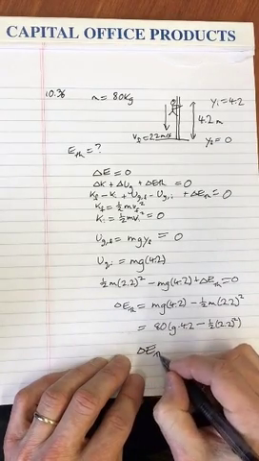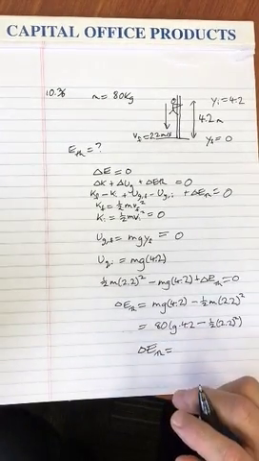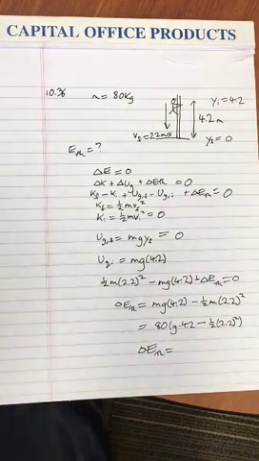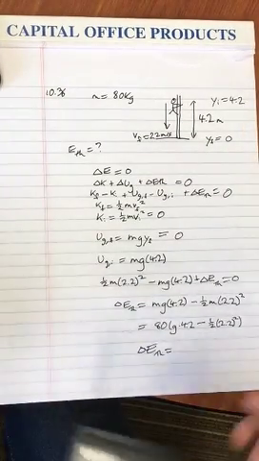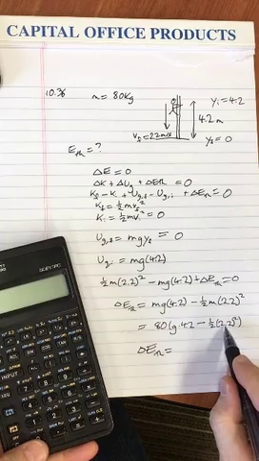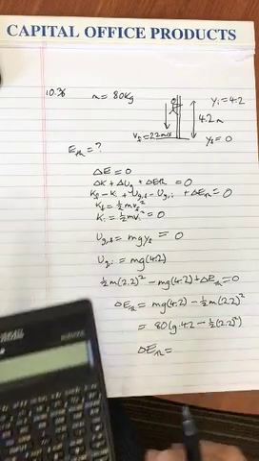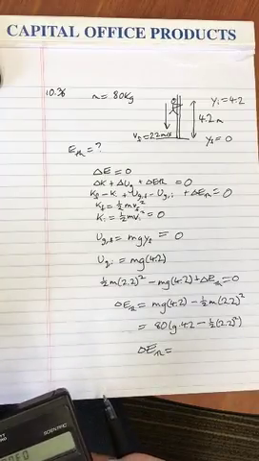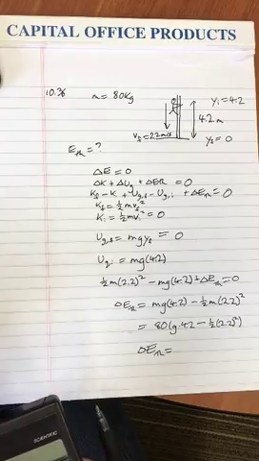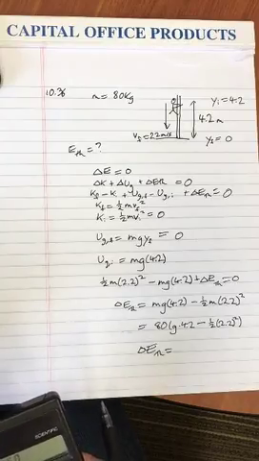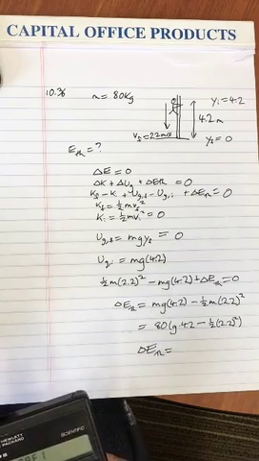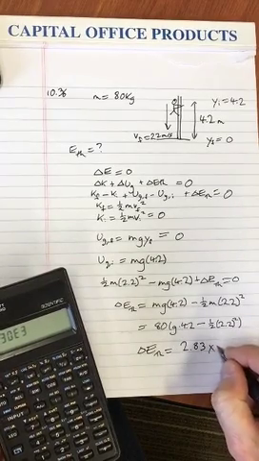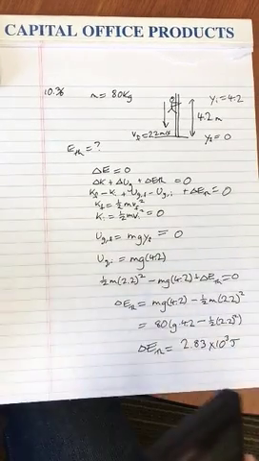And that gives us delta E thermal equals, to grab my calculator, about 40 minus 2 times 80. It's dominated by that initial term. Let's see, 9 times 4.2 minus, and I get 2.83 times 10 to the 3 joules.